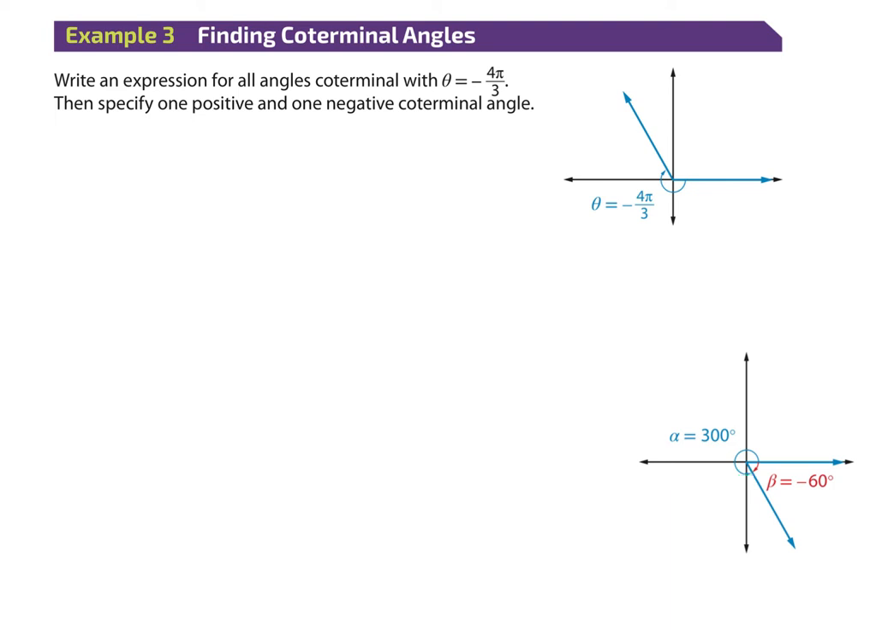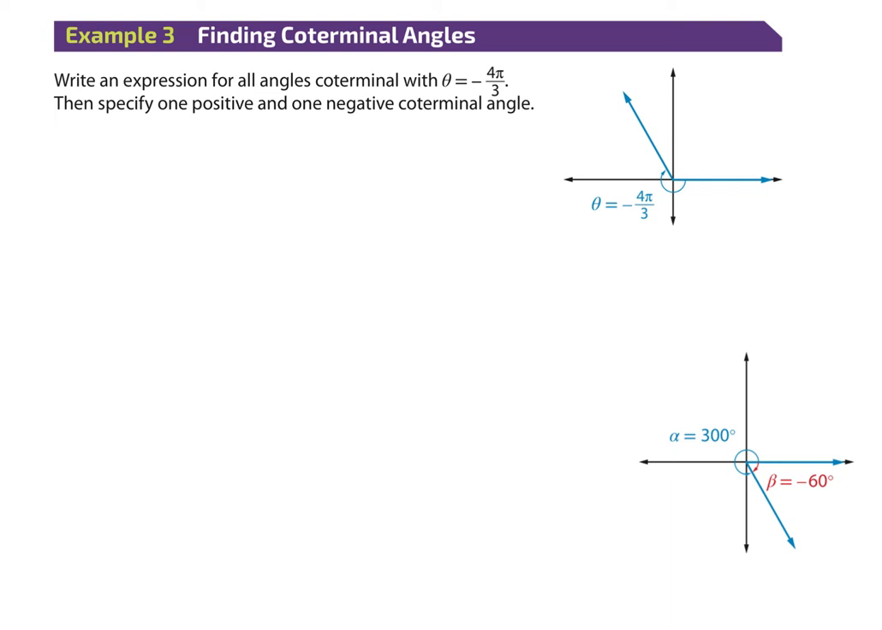Or like they did, 300 minus 360 gives me a negative 60. So adding a circle or subtracting a circle is the way to find a coterminal angle. And very often they will do it like these instructions here on this example. Write an expression for all angles that are coterminal, then specify one positive and one negative coterminal angle.